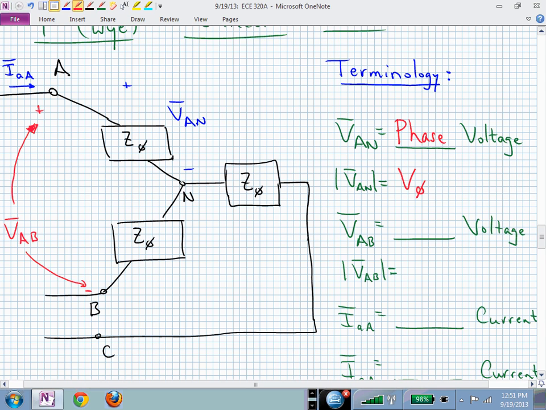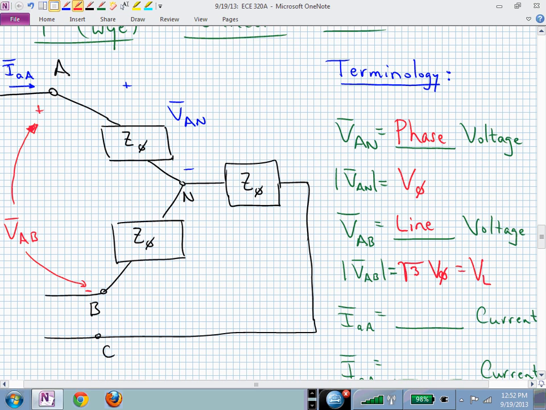Hopefully, your knowledge of circuits allows you to realize that V sub AB is not quite the same as V sub AN, so they can't really be the same. So this one is the line voltage, isn't it? Now, how is the magnitude of V sub AB related to V sub phi? Root 3, right? So this is now the square root of 3 V sub phi. Or we might actually just call this V sub L, or the line voltage.